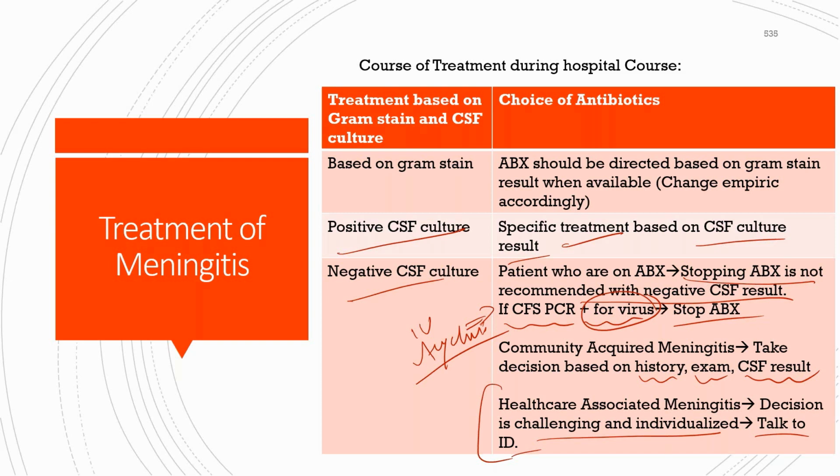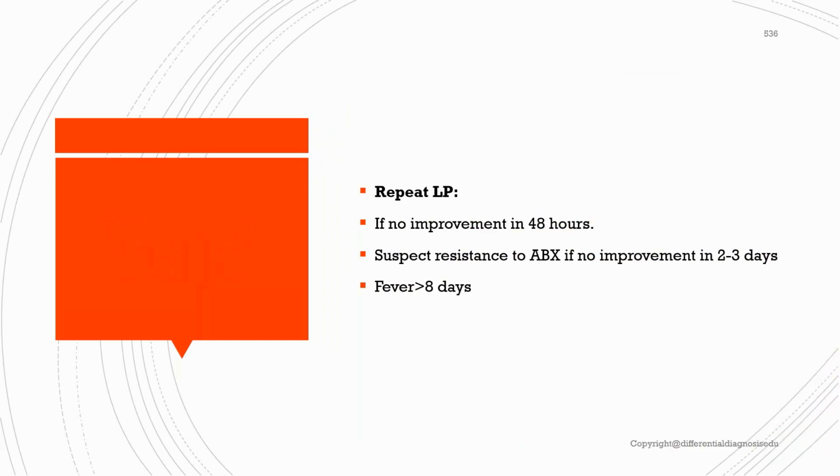So positive culture, change antibiotic according to the culture. Negative CSF culture, don't stop antibiotics, take the decision based on CSF result. And if it is healthcare associated, talk to ID. If no improvement in 48 hours, you can consider repeating LP. You can suspect resistance to antibiotics. You can repeat LP if fever for greater than 8 days.